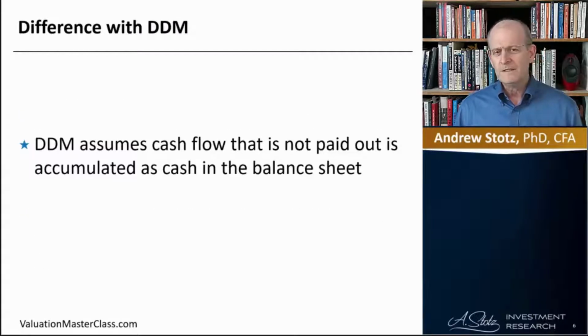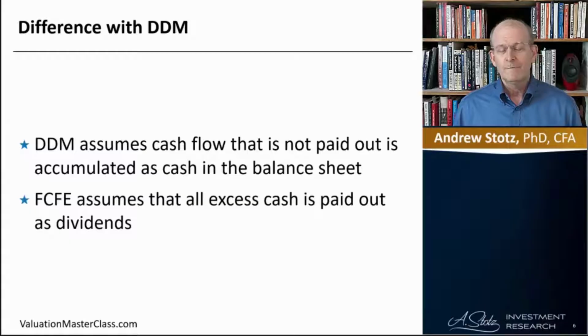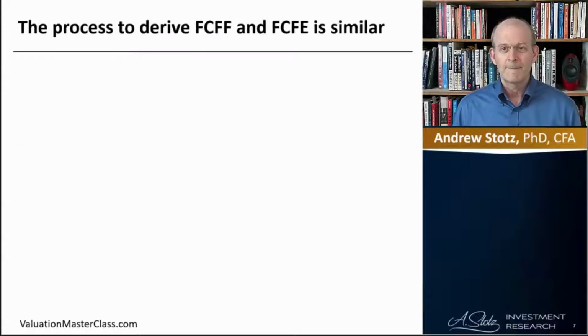So what's the difference with DDM? Well, the dividend discount model assumes that the cash flow that is not paid out is accumulated as cash in the balance sheet. Free cash flow to equity assumes that all cash is paid out as dividend. So in that sense, it's a theoretical number rather than a practical number. The practical number is the amount that's being paid out. The free cash flow to equity shows the potential that could be paid out.